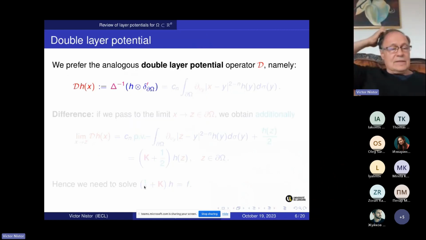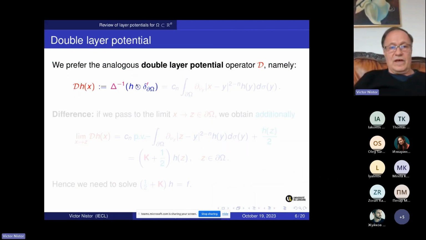Now, in fact, well, at least for this talk, it's easier to work with a slightly different operator, which is the double layer potential operator, which looks very much like the single layer potential.